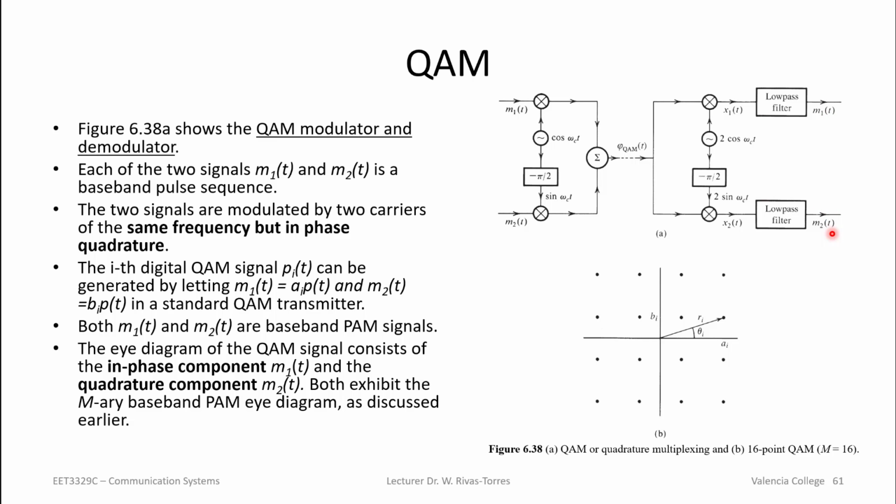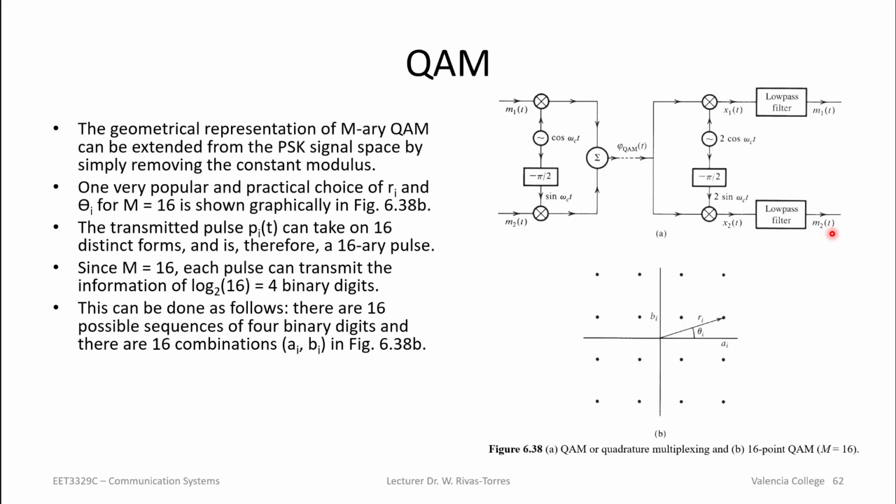If we were to look at the constellation of the QAM signal, well, sorry, I'm jumping a little bit ahead. One popular choice for M in a QAM system is 16. We call that 16 QAM, not surprisingly, just as we would call it 16 PSK if it was PSK. That means you have a 16-ary pulse signal set, or M equals 16, which means log base 2 of 16, so you have 4 binary digits.